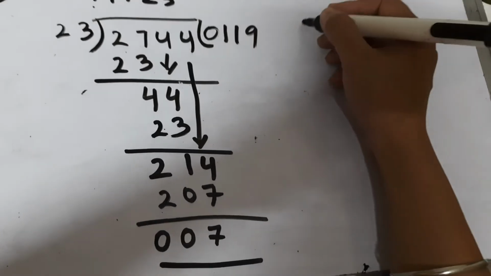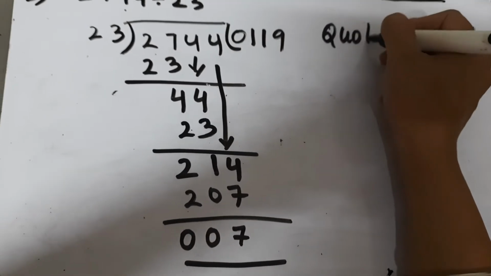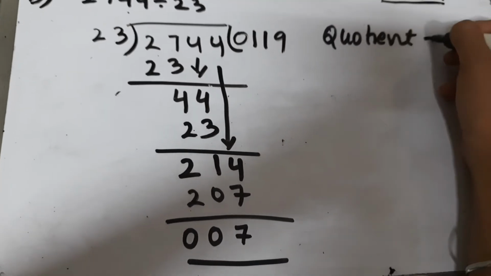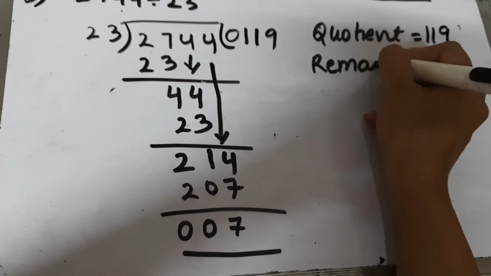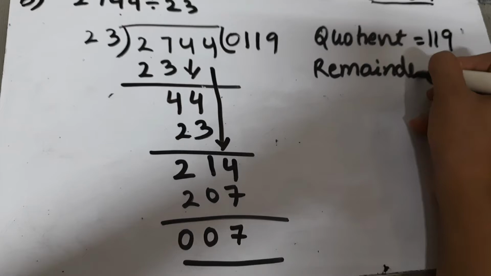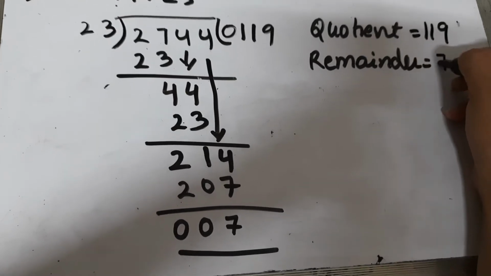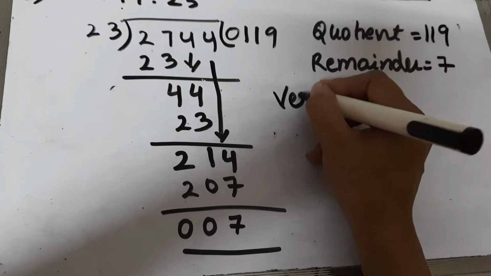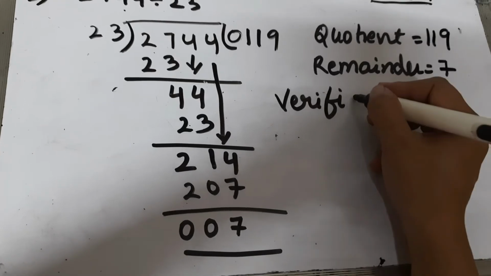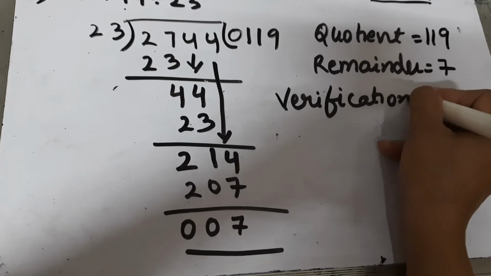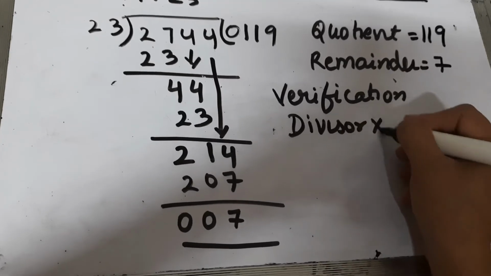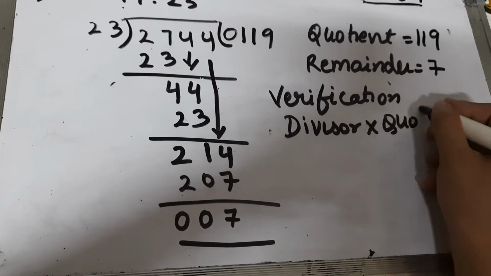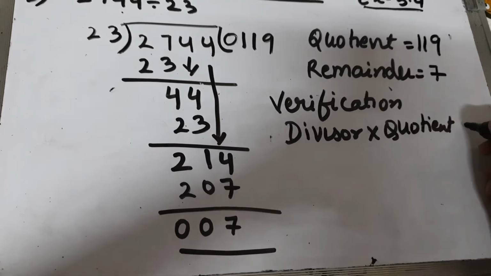So what is your quotient? Your quotient is 119 and the remainder is 7. The quotient is 119 and the remainder is 7, and we have to verify whether our division is correct or not. So we multiply the divisor by the quotient and add the remainder to it.